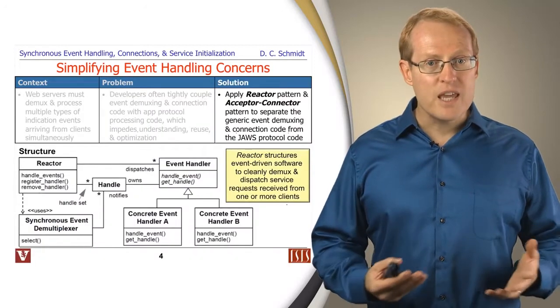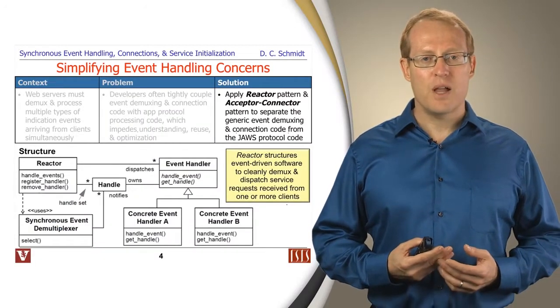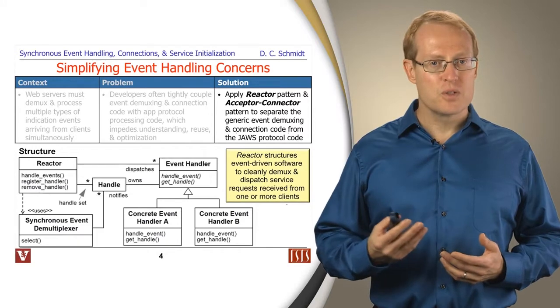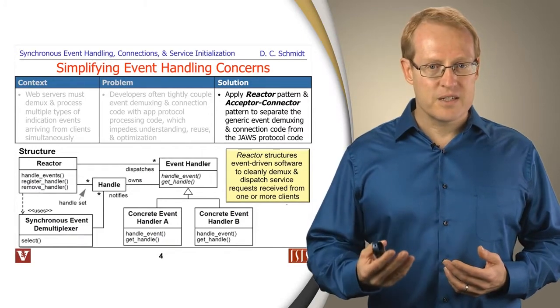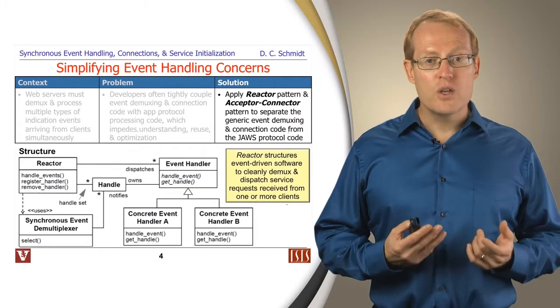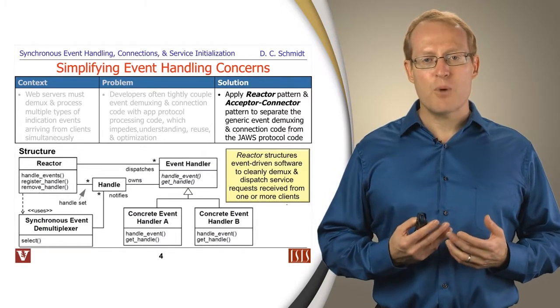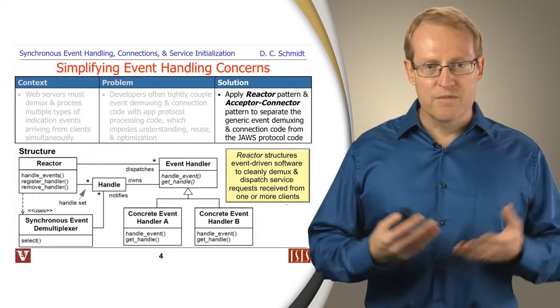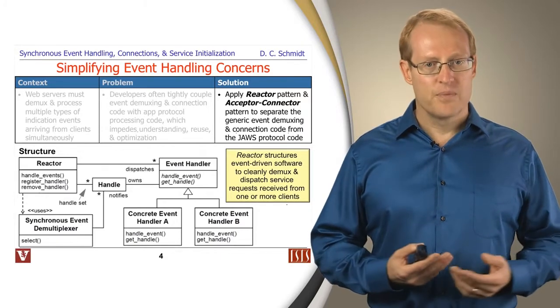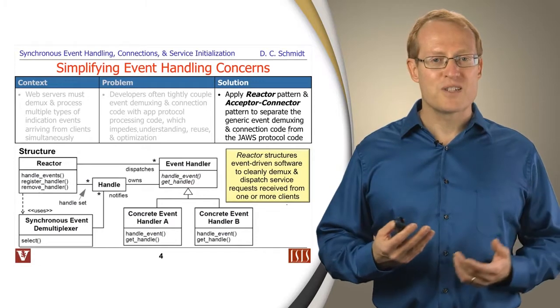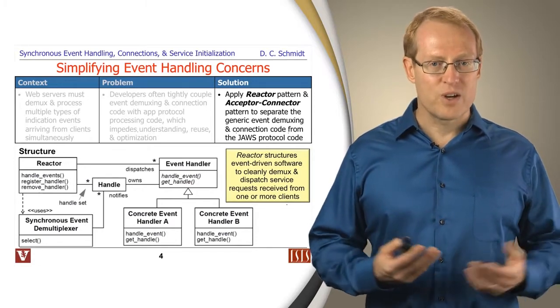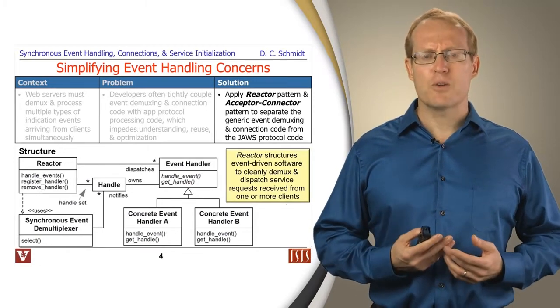Well, what we're going to talk about here as a way to do it is to apply a pair of patterns that are often used together. These patterns are the reactor pattern and the acceptor-connector pattern. And we're going to use these patterns in order to be able to separate out the generic event infrastructure, service initialization, and connection establishment code from the protocol processing we do in the web server once things are connected. Let's talk first about the reactor pattern.